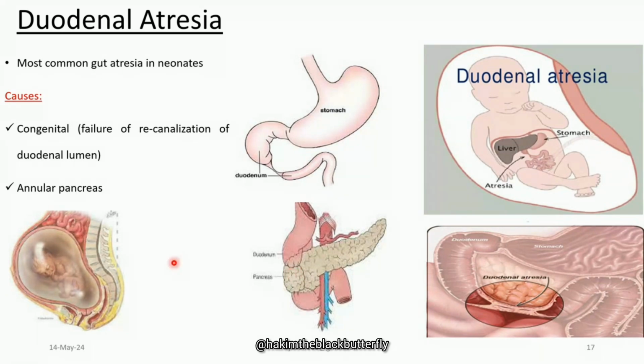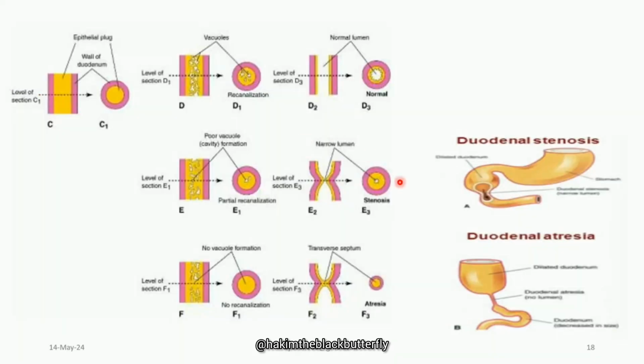Such an abnormality can lead to complete obstruction of the second part of the duodenum, resulting in duodenal atresia. Then secondly, this can happen, for example, when there is failure of recanalization of the duodenal lumen. What do I mean by that? Let's look at this picture.